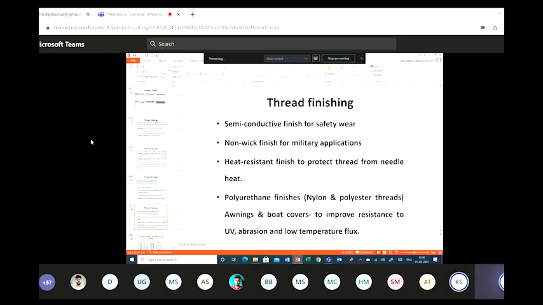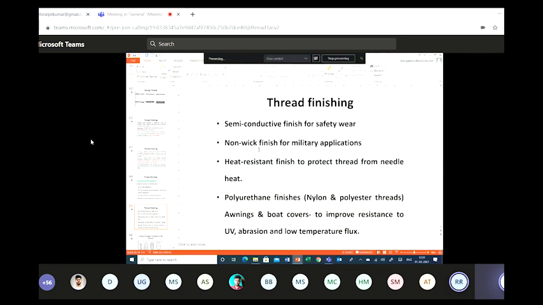And if you are working near a transformer, you are electricians working with the transformer, or in places where you will be exposed to static charges, you have to use a safety cloth which is highly conductive. In case charges come, charges will be dissipated. And for stitching those fabrics, you have to use a thread which is conductive. So the material itself is conductive, or the thread is given a semi-conductive finish.